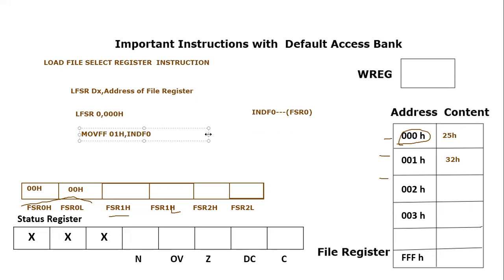That means whatever address is present in FSR0, which is 000, is used. So 01 hex content will be copied into the location whose address is stored in the file select register, which is 00 hex. This content will get modified after the execution of this instruction, so it will become 32 hex. I hope you have understood this instruction.